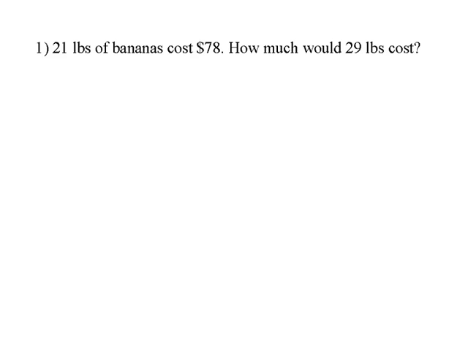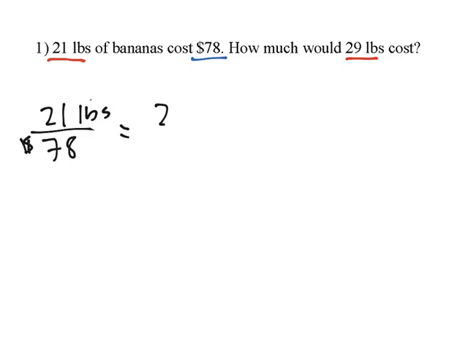So the first question: 21 pounds of bananas cost $78. How much would 29 pounds cost? We're going to use our units here to help us set a proportion. Here we have 21 pounds and 29 pounds, and here we have $78. So since 21 pounds cost $78, we're going to set this equal to 29 pounds. Now, pounds are both on the top, and we want to know how many dollars 29 pounds costs.